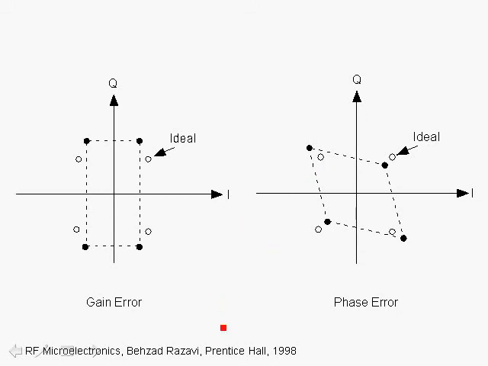These diagrams, due to Behzad Razavi, show the gain error effect on the constellation for QPSK. We have the ideal QPSK constellation points, and here are the constellation points due to a gain error. The constellation points due to a phase error are shown over here, and obviously in both cases IQ imbalance causes deviation. It will increase the EVM and degrade performance.